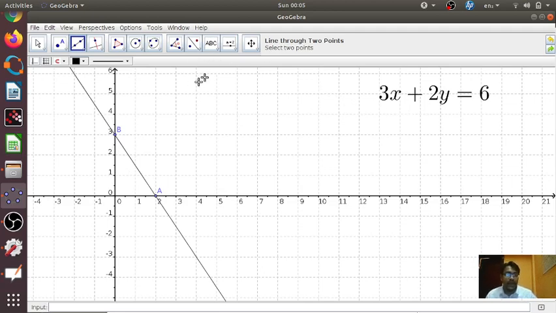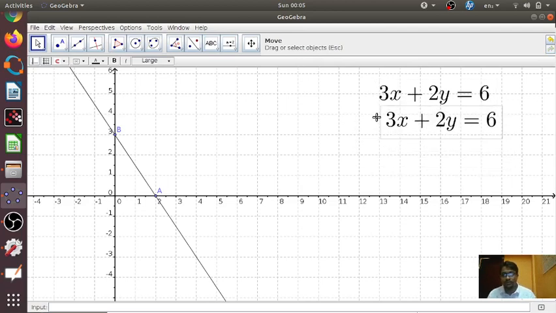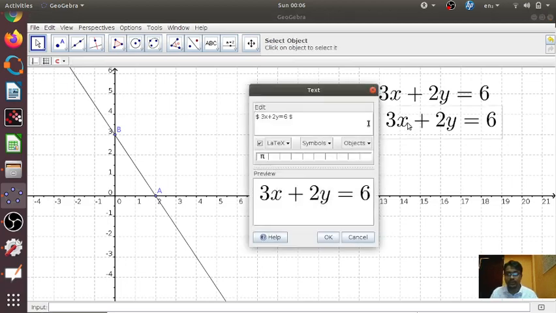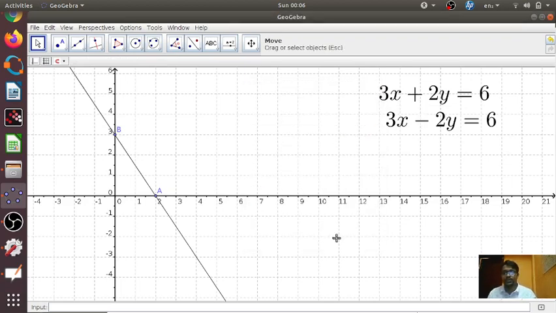Okay, suppose I want to draw another straight line, that is 3x - 2y = 6. Okay, so how do I draw it?